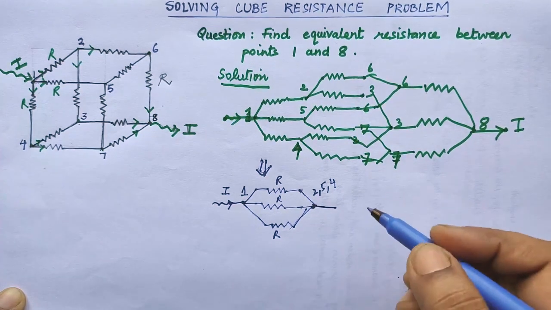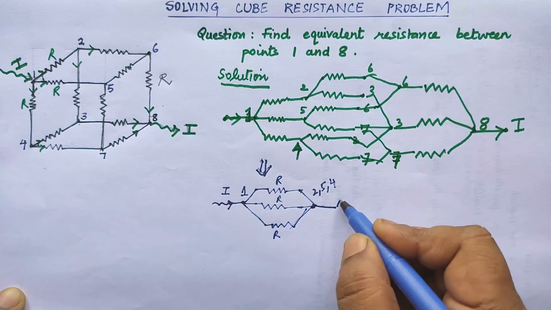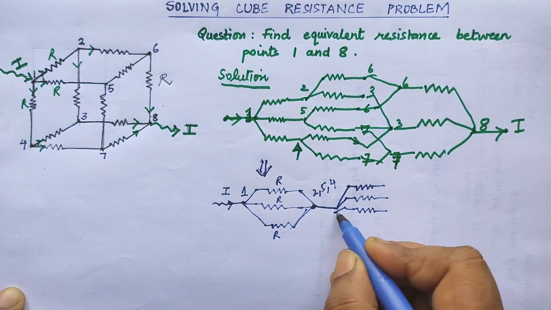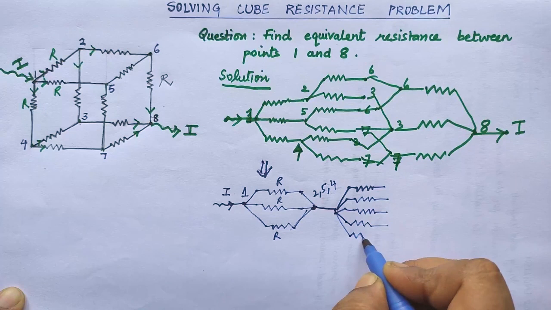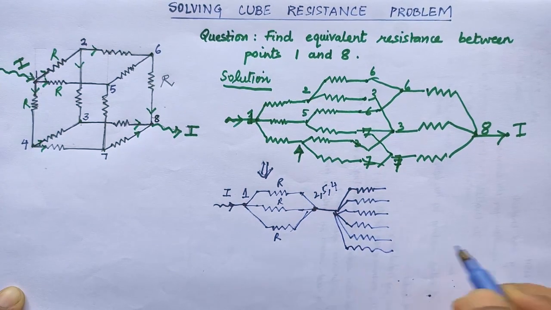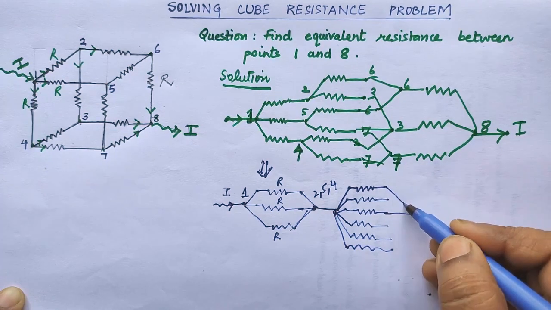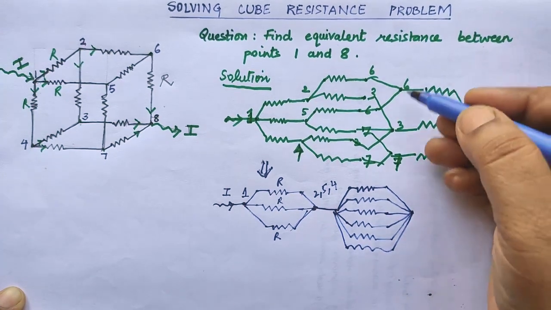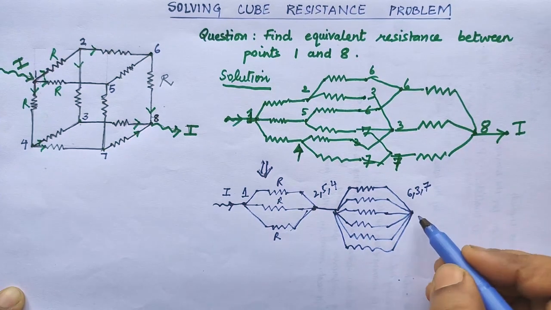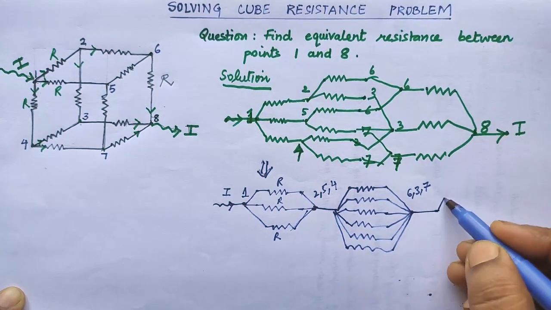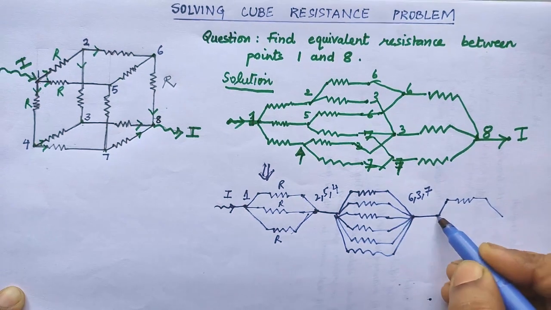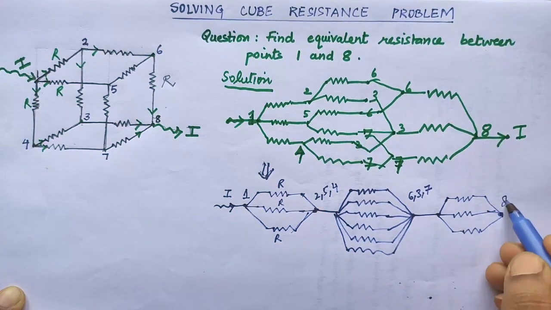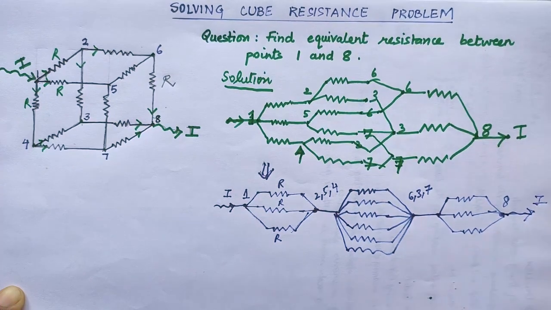Now the current moves ahead and it encounters 6 resistances. So let us draw 6 of them: 1, 2, 3, 4, 5 and 6, and they all meet at one point. This point has the same potential, it is point 3. From here we move further and we encounter 3 more resistances: 1, 2 and 3. This point is 8 and we have the current going out from here.